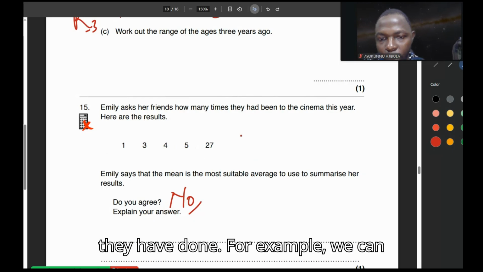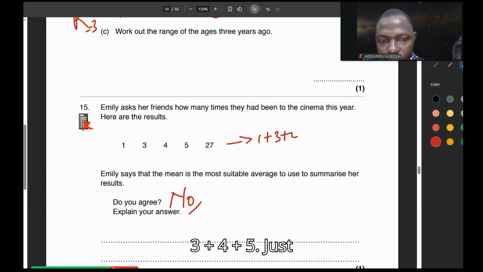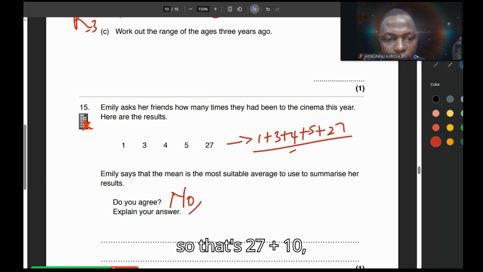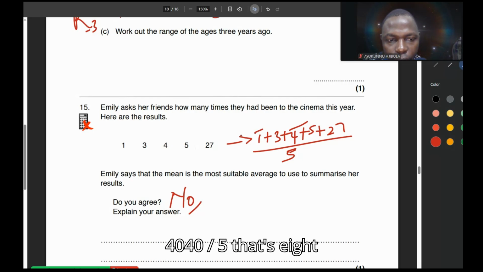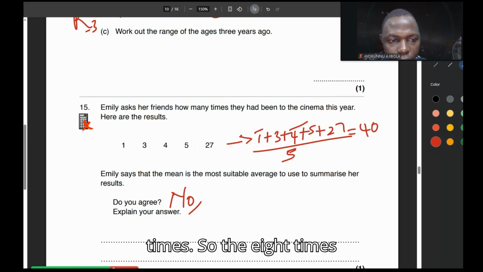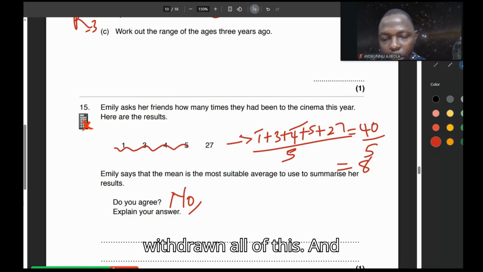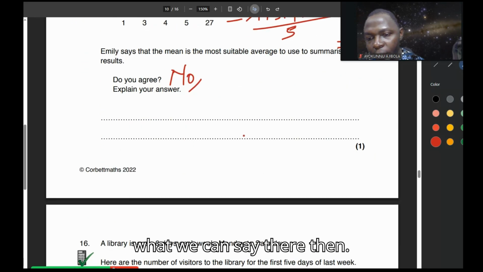For example, we can say the mean will be 1 plus 3 plus 4 plus 5 plus 27 over 5. So that's 27 plus 10, that's 37 plus 3, that's 40. 40 over 5, that's 8 times. So the 8 times, which is the mean, is greater than all of the others, so it doesn't represent them. That is what we can say there.